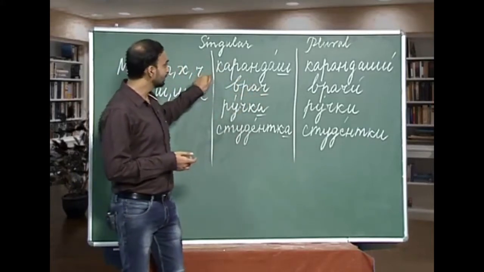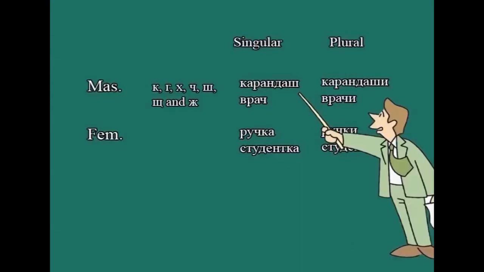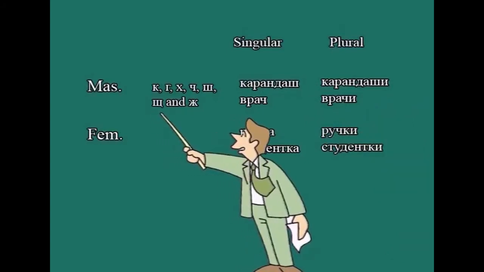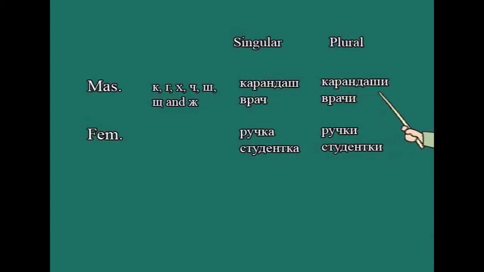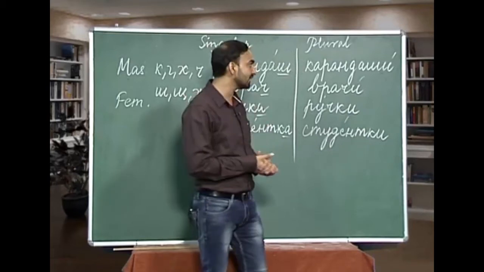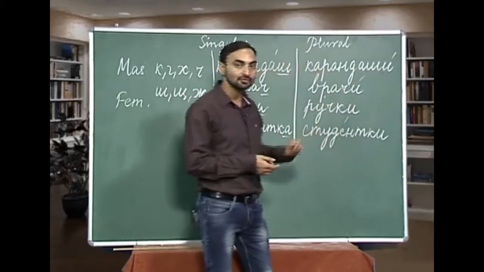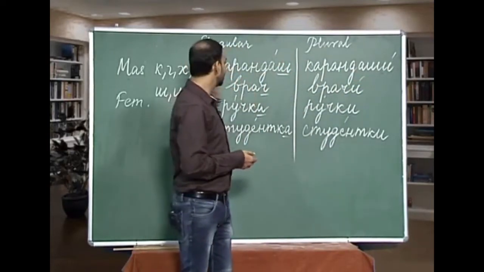For example, the first masculine noun I have written here is karandash. Karandash, pencil. As you can see here, this karandash has sh at the end, which is one of the 7 consonants. So, how will you make plural of karandash? Karandashi. Here is a slight deviation of the rule. We are not using Y as discussed earlier, we are using I, soft I. So, you have to keep this rule in mind. After these 7 consonants, we never use Y.